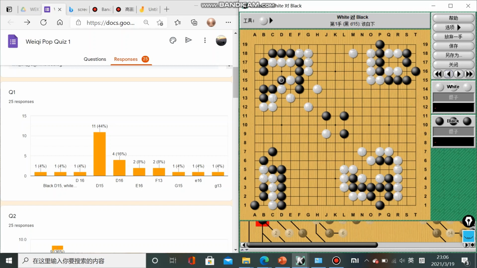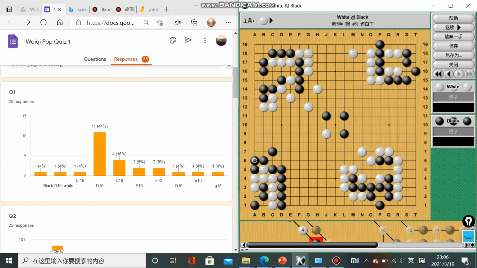Question 2. In order to survive, the white stone needs to kill the black stone. There's a saying about Weiqi called 有眼杀无眼. It means that the side with an eye has an edge over the side which does not have an eye. So in order to prevent black from forming an eye, A3 is a good move. In the end, it will result in a mutual life.